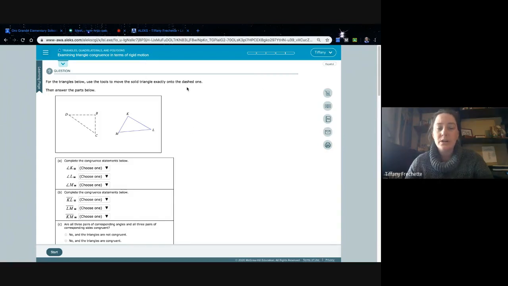words rigid motion. We've talked about this in another video, actually 2 other videos now. Rigid motion has to do with transformations, and transformation just has to do with moving an object. There's 4 transformations, but there's only 3 of them that are rigid motion. So rigid motion means we're not changing the size. We're only moving the figure around.